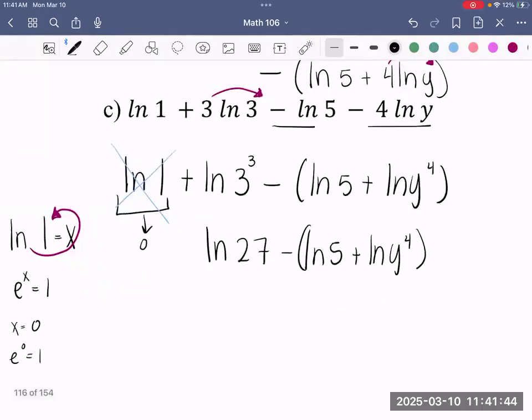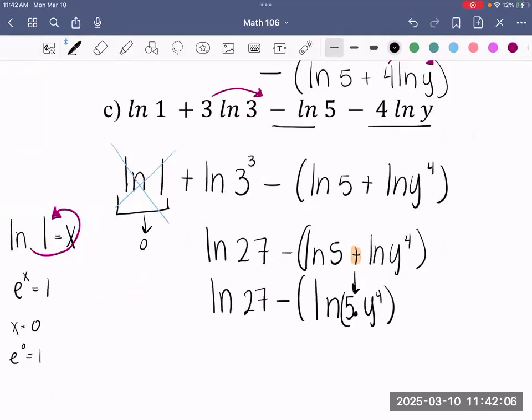So let's see if we can keep combining into one ln. Let's focus on this addition sign. We said addition turns into multiplication. So right here we have ln of 5 times y to the 4th, and this whole thing is being subtracted by ln of 27. So that subtraction sign is going to turn into a division sign.